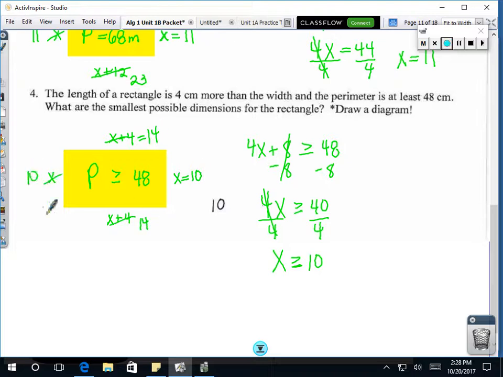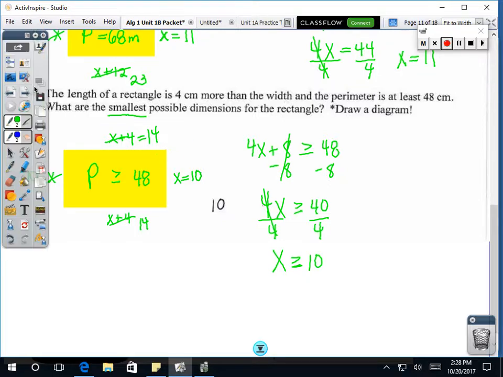And do those add up to at least 48? Yes. And we wanted them to be exactly 48 because they wanted the smallest possible dimensions. Had we gone bigger, it would have been greater than 48, but it wouldn't have been the smallest possible dimensions to satisfy that problem. Dimensions are like the length and the width.